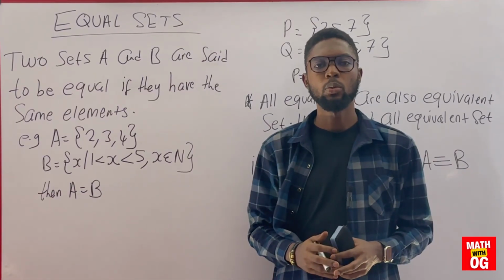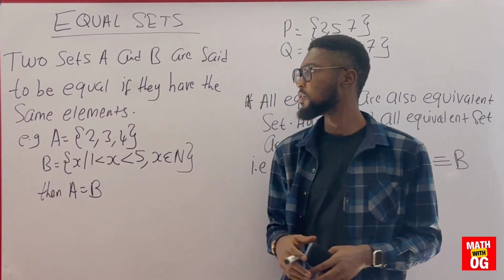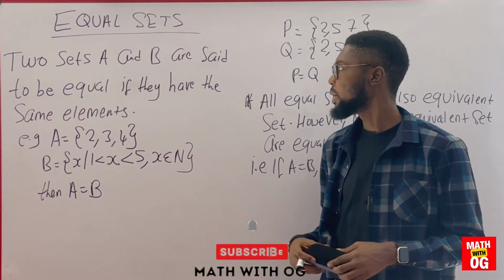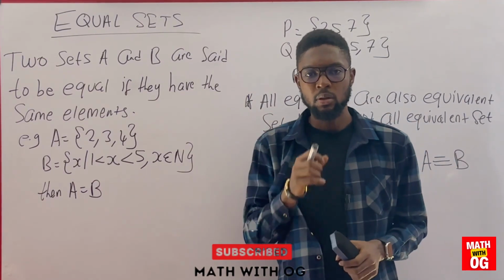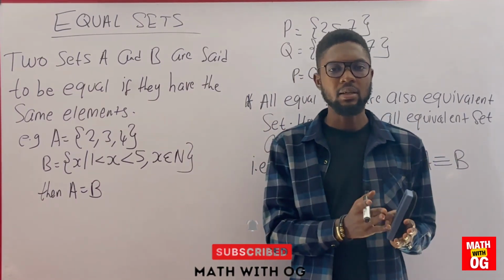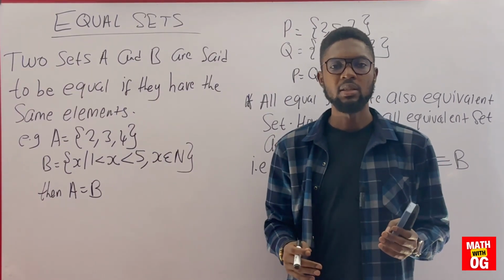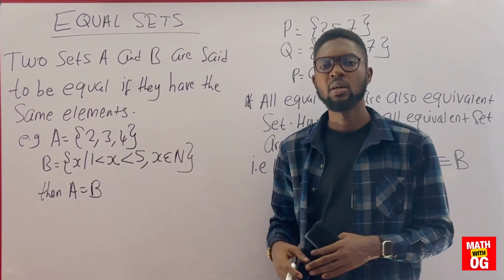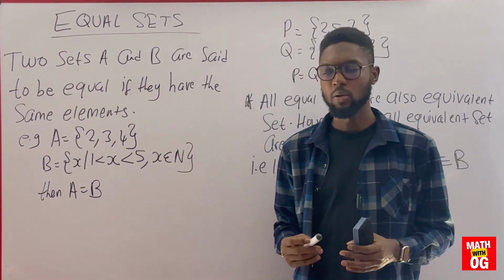In this video, we'll be talking about equal sets. Now, what are equal sets? As you can see on the board, two sets A and B are said to be equal if they have the same elements. So when you have two sets having exactly the same elements, we say that both sets are equal. A set having elements A, B, C, and another set having elements A, B, C, obviously they are equal sets.